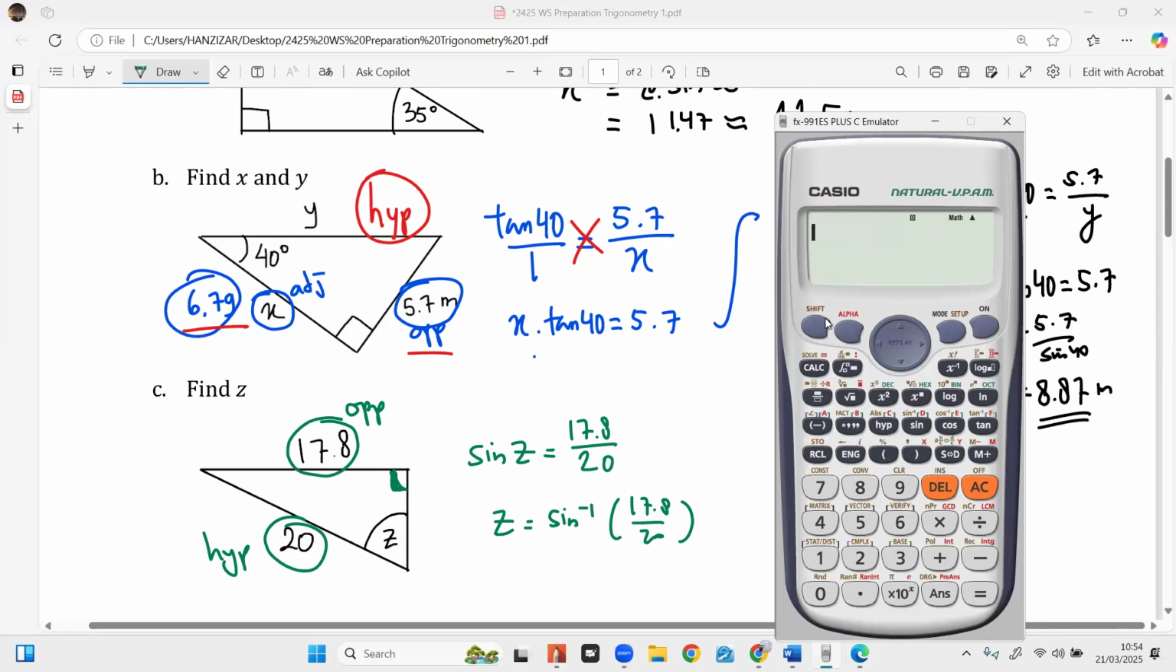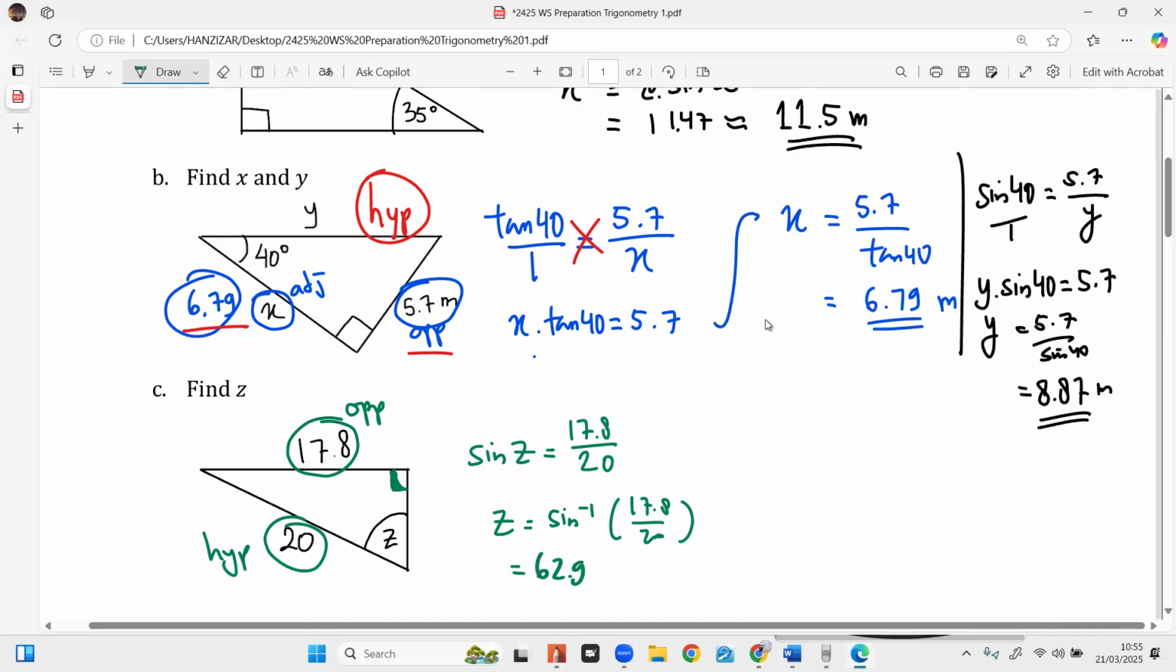Shift, sine, 17.8 over 20. 62.9. What's the unit? Meter? Centimeter? Degree. Careful, because we are finding the angle. The angle you learn is in degrees. Okay, continue for the next question.